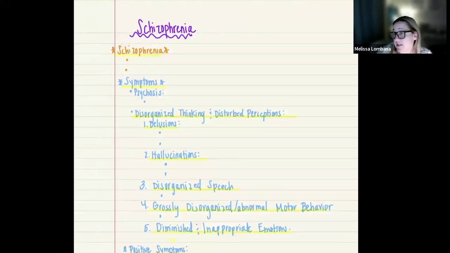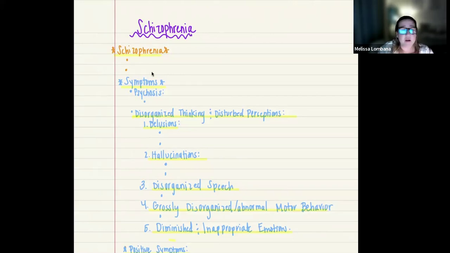So what exactly is schizophrenia? Schizophrenia is a psychological disorder that is characterized by having delusions, hallucinations, disorganized speech, and or diminished or inappropriate emotional expression. Okay, so that's kind of in a nutshell how it's characterized, and then we'll go a little bit more on what that means.